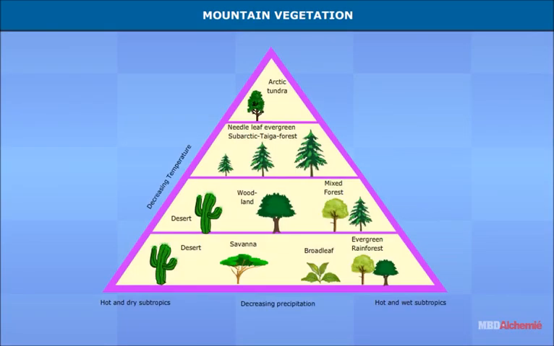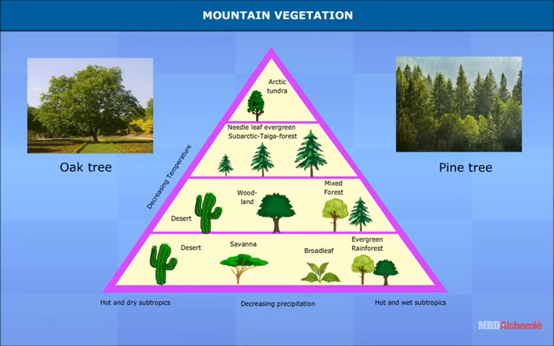Mountain vegetation. On high mountains like the Himalayas, altitude, change in temperature, and precipitation are important factors affecting the distribution of vegetation, right from the base up to the tree line. Most deciduous forests are found at the foothills of the Himalayas, a range called the Shivaliks.